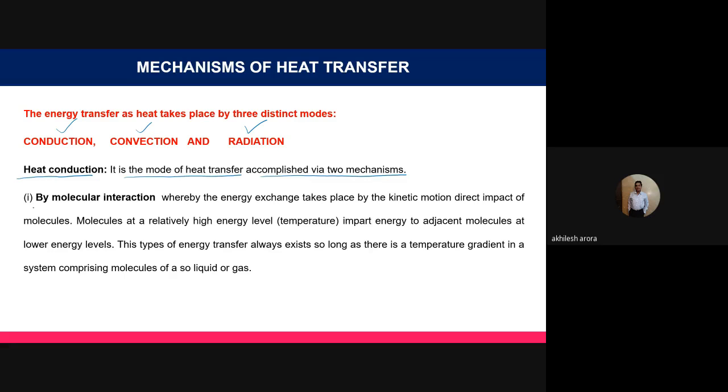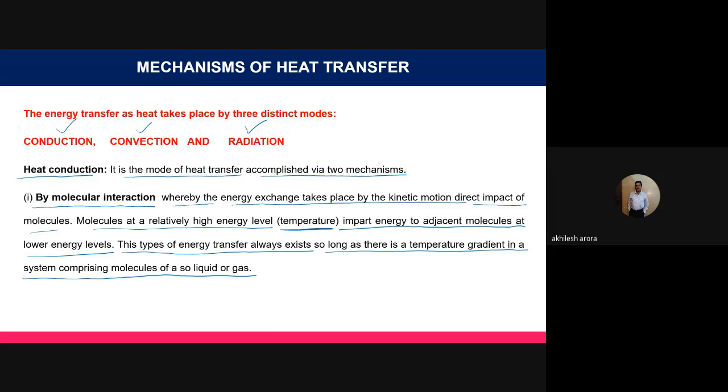The first one is the bimolecular interaction, whereby the energy exchange takes place by kinetic motion of direct impact of molecules. Molecules at relatively higher energy level or temperature impart energy to the adjacent molecules at lower energy levels. This type of energy transfer always exists so long as there is a temperature gradient in the system comprising molecules of a liquid or a gas.